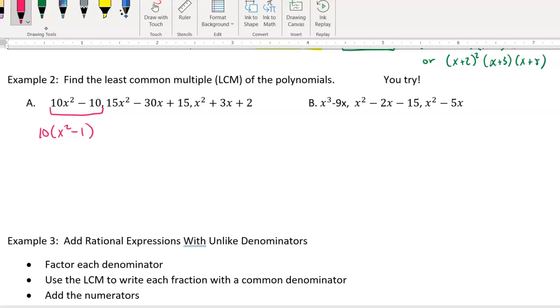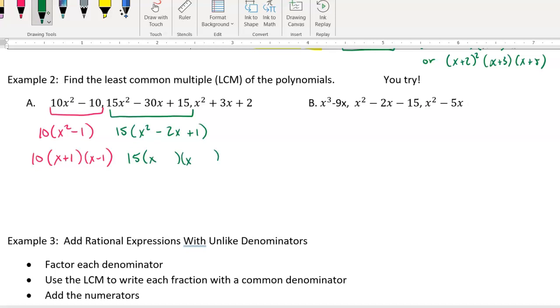Now again, we want to make sure we factor these completely, and I recognize that x squared minus 1 is a difference of squares. So I want to make sure that we get them completely factored. Let's look at the second one. We see that every single term is divisible by 15. So if we do that, we'd have 15 times x squared minus 2x plus 1. Then let's see if that inside piece, x squared minus 2x plus 1, can be factored.